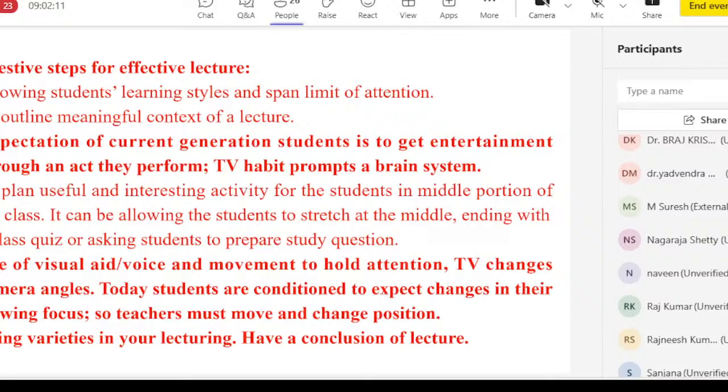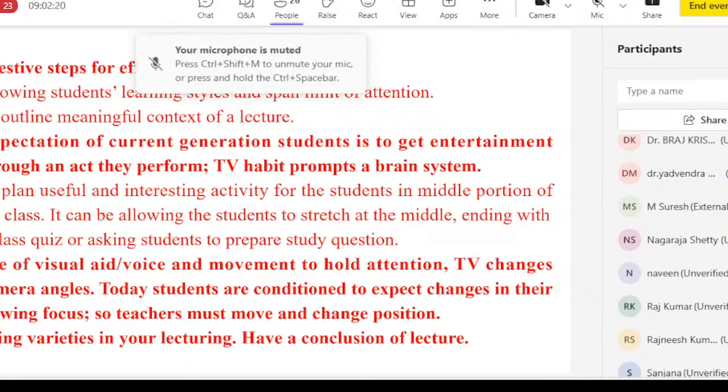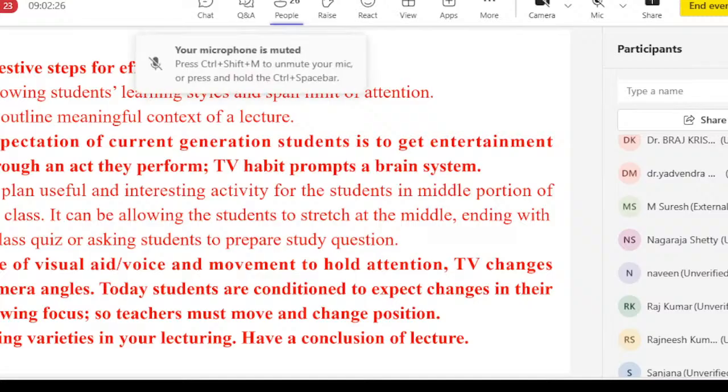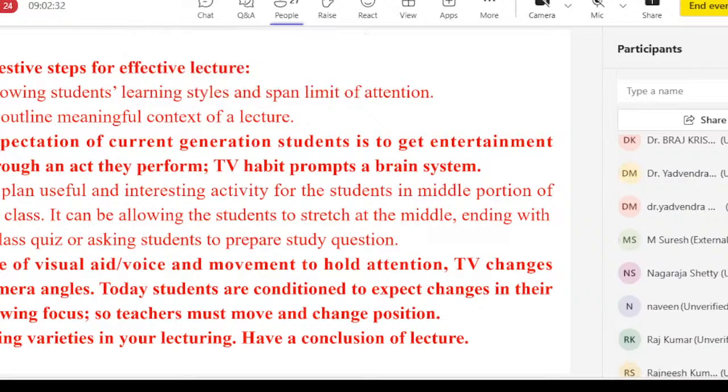Unless you do that, if you stand straight in one place, the students will not really listen, because they will not listen gazing at you only at a single place. They are habituated all the time to look here, here, here. So you have to see that this is a trend. And then use visual aids, voice and movement to hold attention.